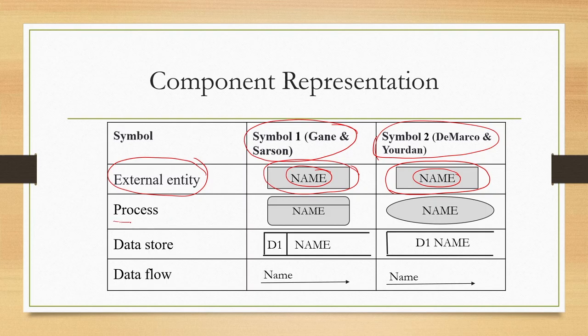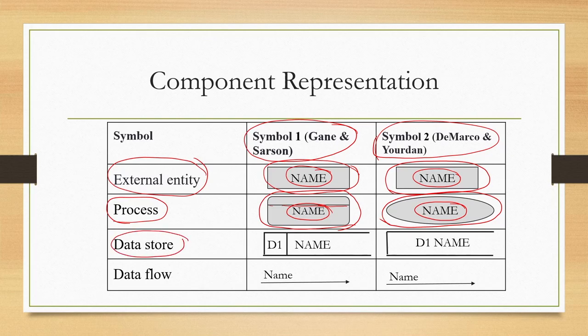For process, the other component, in symbol 1, we have a special symbol which is a rectangle with corners which are somewhat circular, then there is a line and then the name of the process. Whereas, in symbol 2, we have a different symbol with the name inside it, which is completely different from what is used in symbol 1.